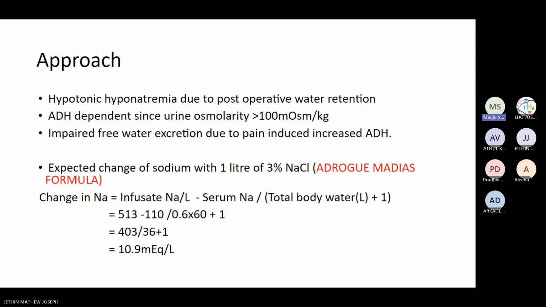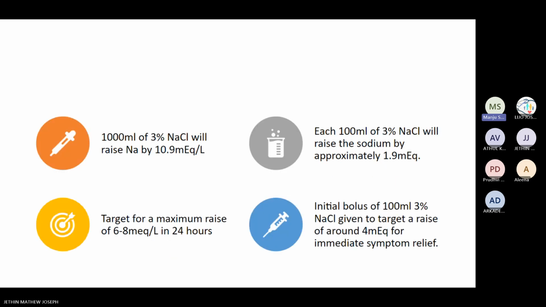So with 1 liter of your hypertonic saline, you're expecting a rise of 11 milliequivalents. The 3% NaCl comes as a 100 ml bottle. So each bolus that you give is going to produce a rise of around 2 milliequivalents. Again, very, very approximately.